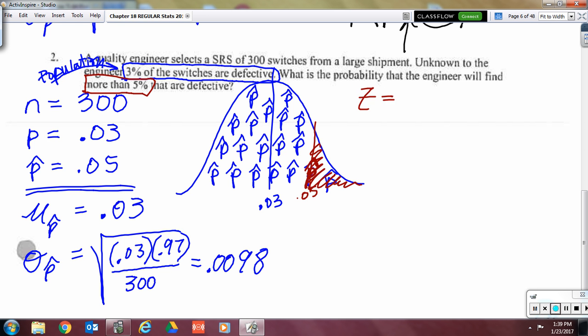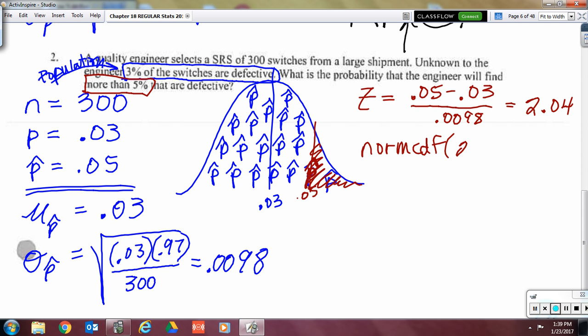Z-score, very good. My Z-score is going to be p hat minus p, good, over the standard deviation of p hats. Okay? And once you get that, that's just the Z-score. How do you find the area? Good. Which way do I go with normalcdf? 2.04 to 99.